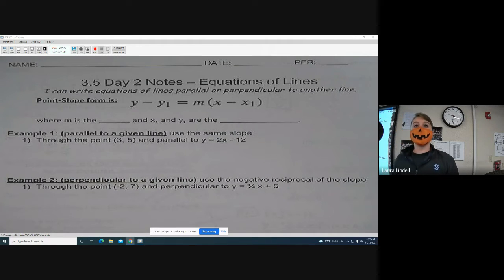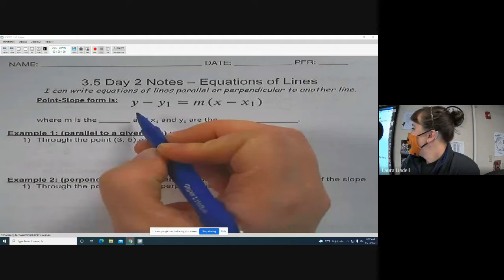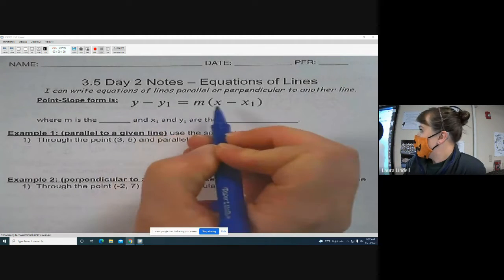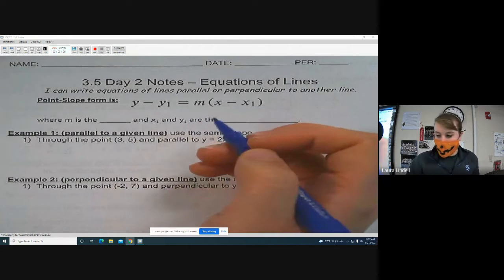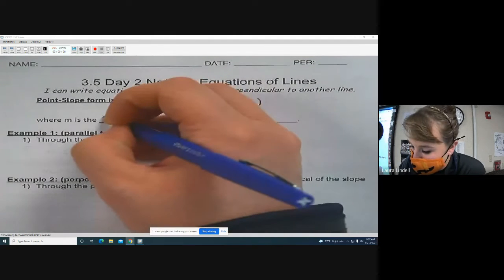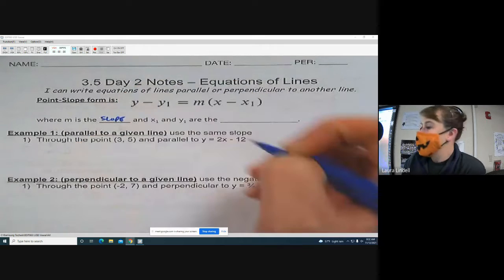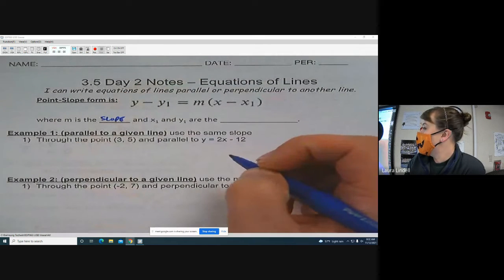It's the easiest format to use because if you have a point and you have a slope, you can easily write it and you don't have to solve anything. So point-slope form looks like this: y minus y1 equals m times x minus x1. And kind of picking that apart a little bit, m is the slope, just like in y equals mx plus b that you might be a little more familiar with.